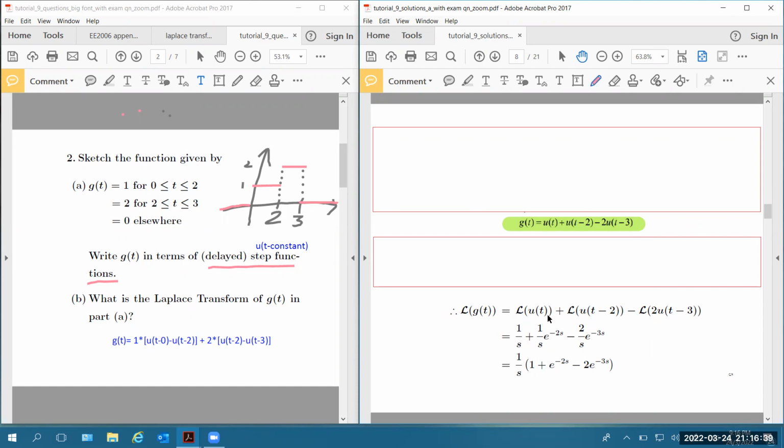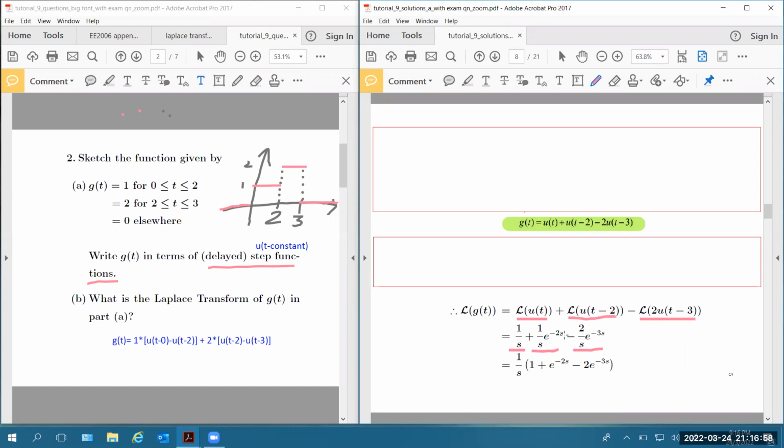The first term is this one, from your Laplace table. Is it okay? All right. Now, the second term and third term. Obviously, your second term is this one, right? And of course, your third term here is actually like this.